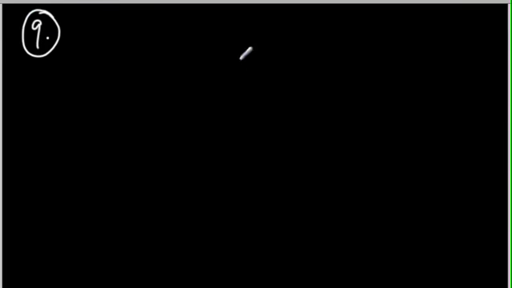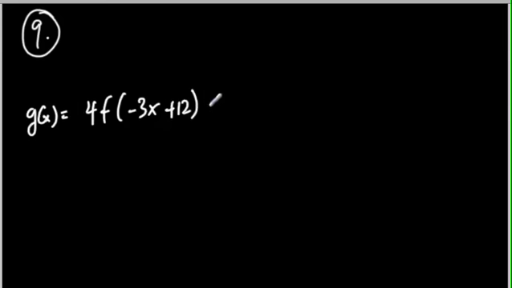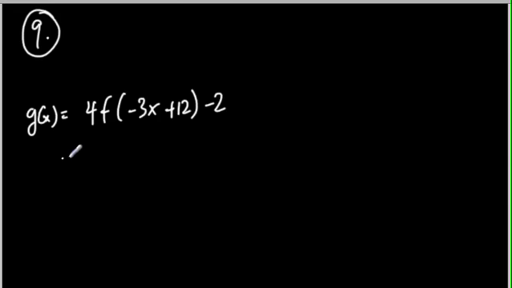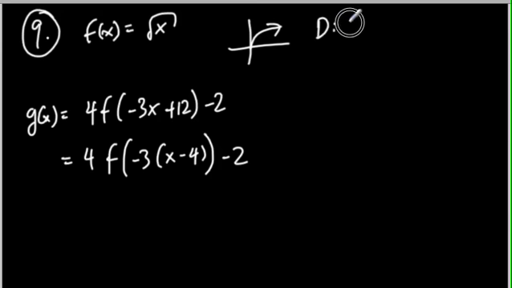Okay, so number 9. 4f of negative 3x plus 12 minus 2. See if that's right. Okay, so it's 4f of negative 3x minus 4. Remember, we have to factor the argument, minus 2. Oh, I forgot the original function f of x, which is that. So as always, that's the easy one.